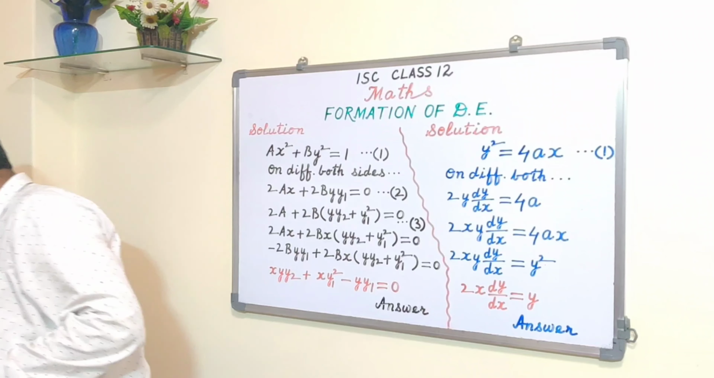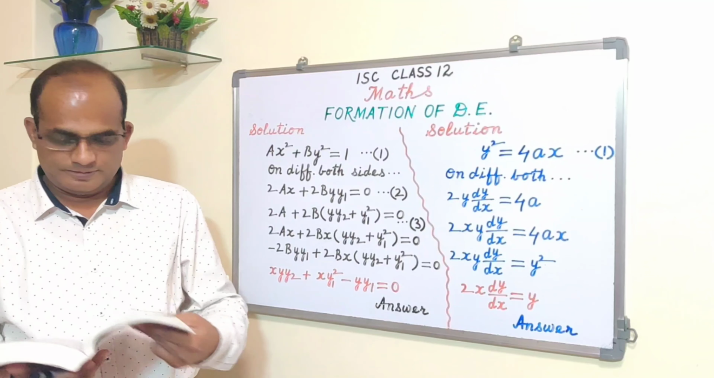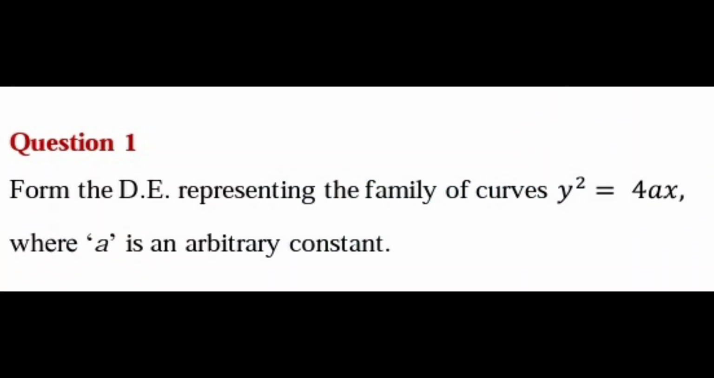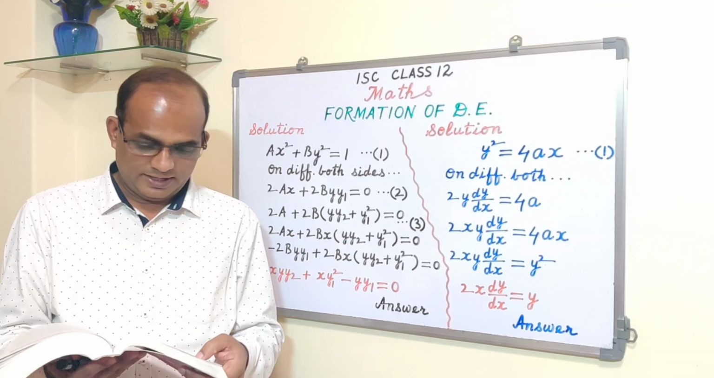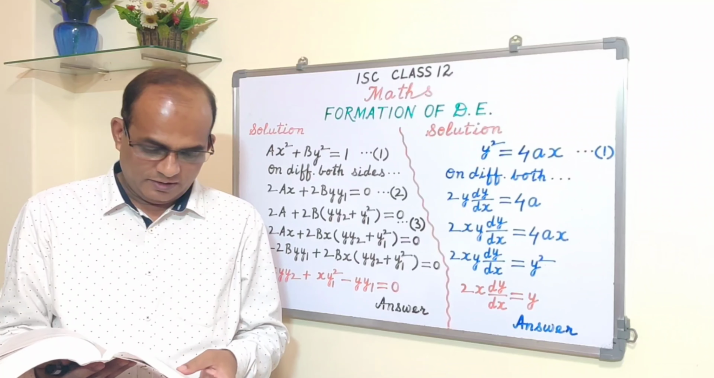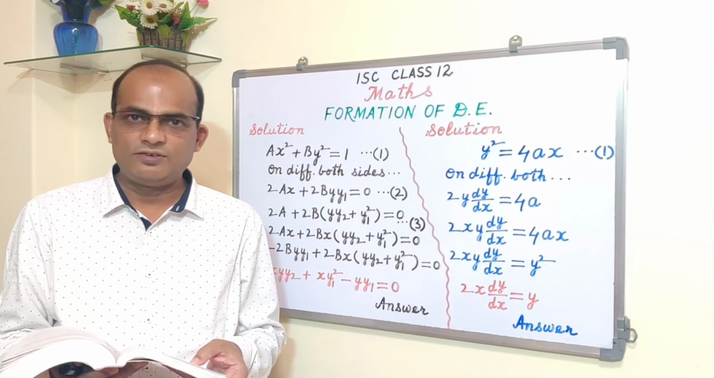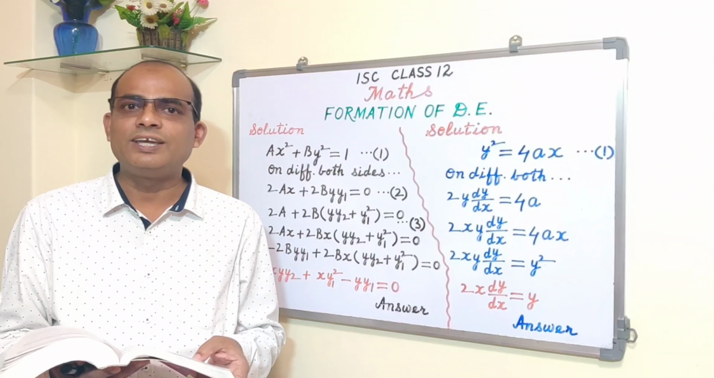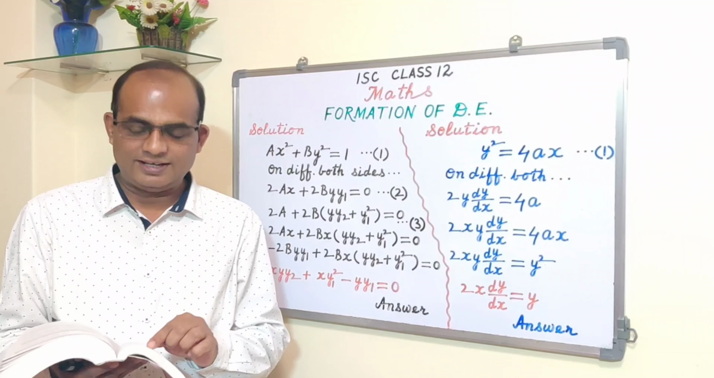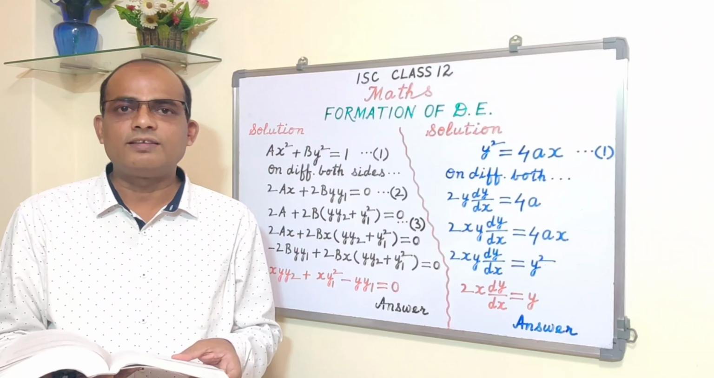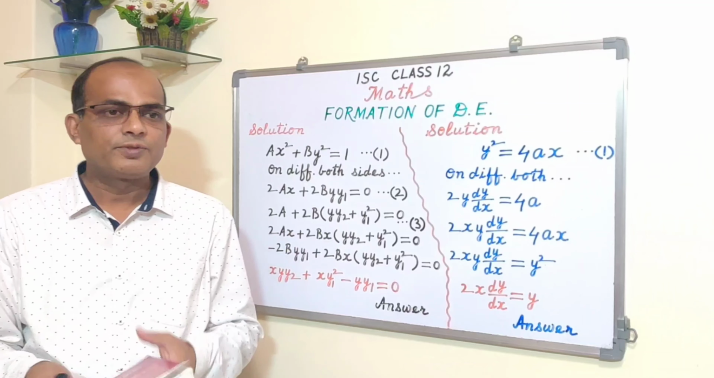Y square is equal to 4x. The question is, form a differential equation representing the given family of curves by eliminating arbitrary constant a. There are 2 sub questions. First is x square plus y square is equal to a square, and second is y square is equal to 4ax. So this one I am doing, the second sub question. Y square is equal to 4ax. Alright? Okay.